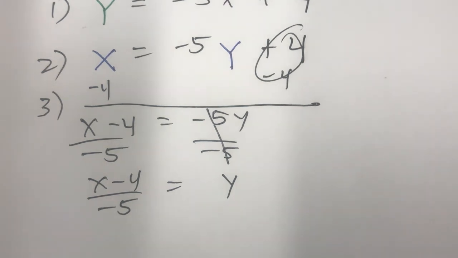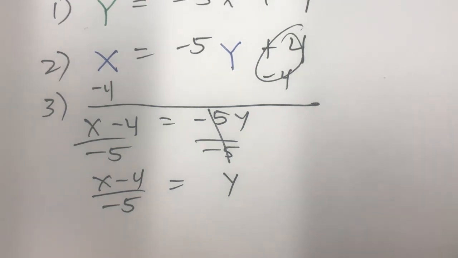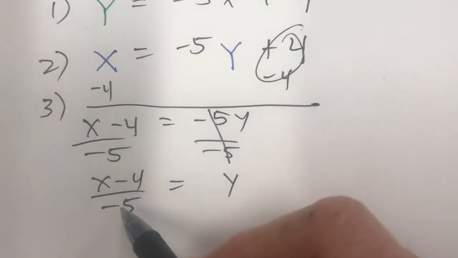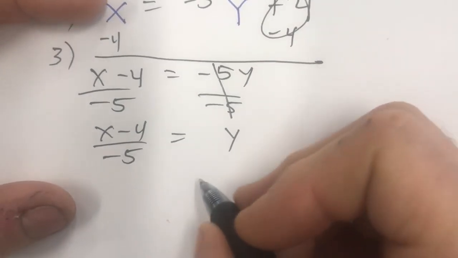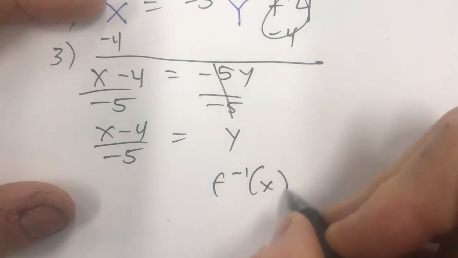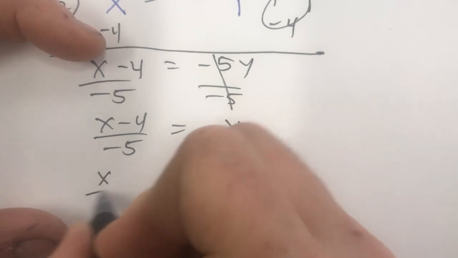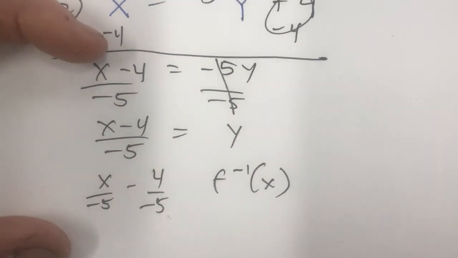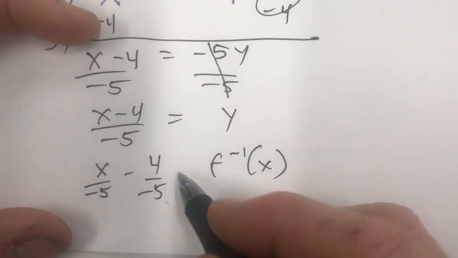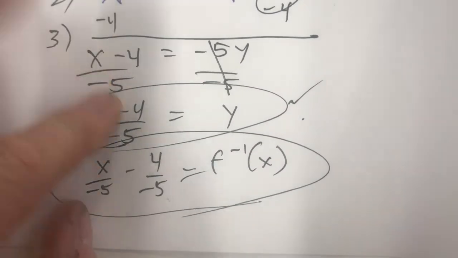I think we're good there. Now sometimes they split this up. That's what I was looking at on the key. This is y, so step 4, I change this to f inverse of x, which is this right here. Sometimes they split it up, so they might have x over negative 5 minus 4 over negative 5. They might split it up like that, and that's the f inverse of x. But usually they'll leave it this way.